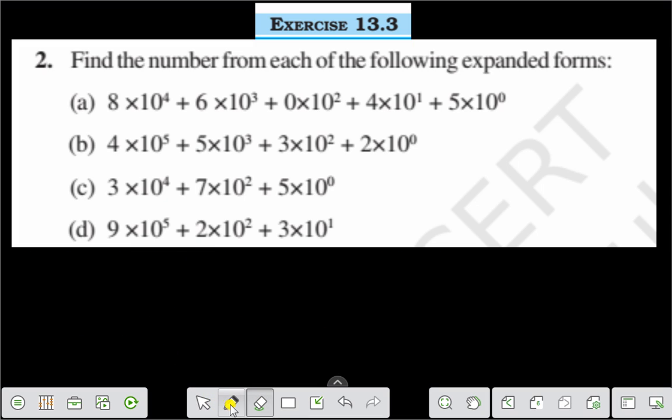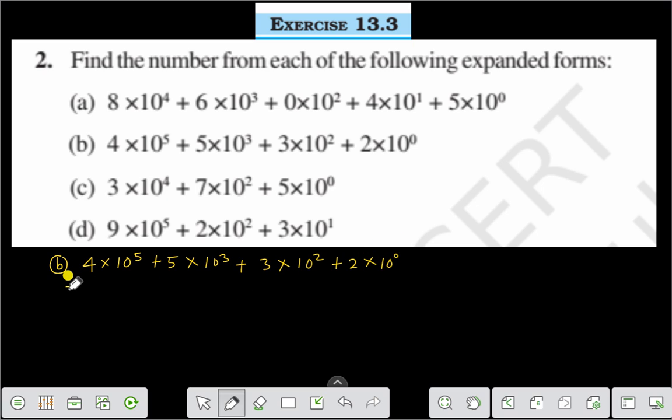Question number B is 4 into 10 to the power 5 plus 5 into 10 to the power 3 plus 3 into 10 to the power 2 plus 2 into 10 to the power 0.